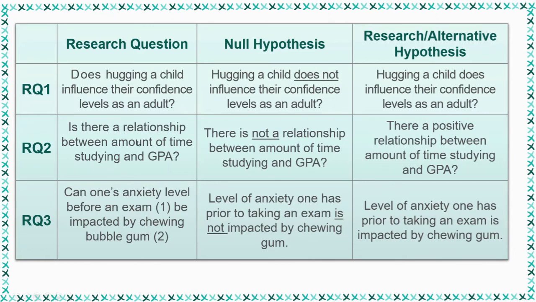The hardest part is getting from the research question to the null. But once you do that, the alternative is the alternative. It's the other one. Is there a relationship between the amount of time studying and GPA? There is not a relationship between the amount of time studying and GPA. The alternative hypothesis is there is a positive relationship between amount of time studying and GPA. Does that make sense? I hope so.